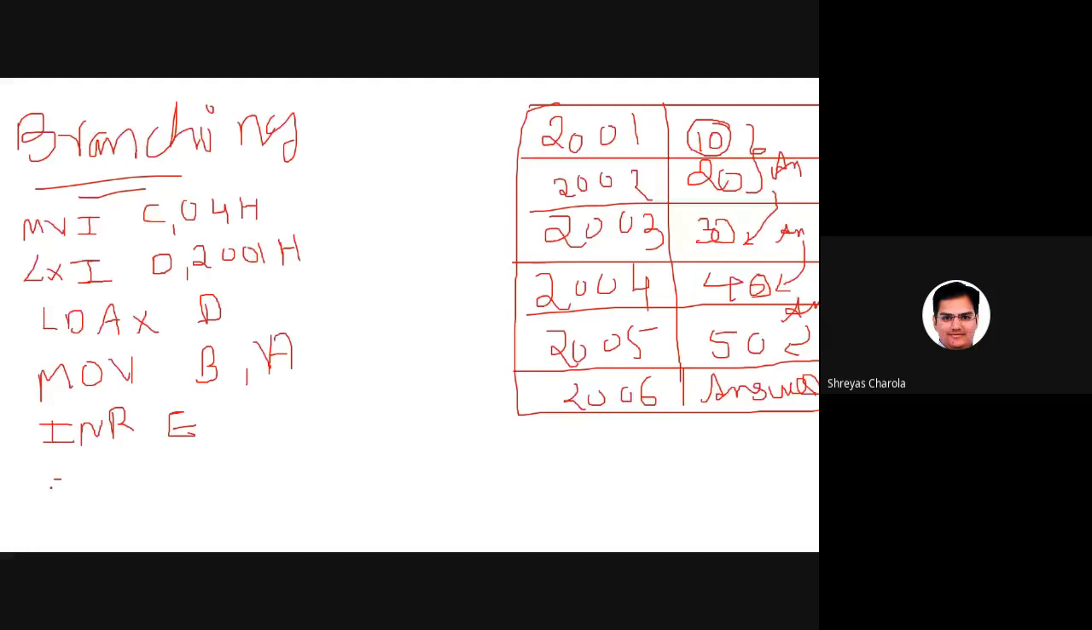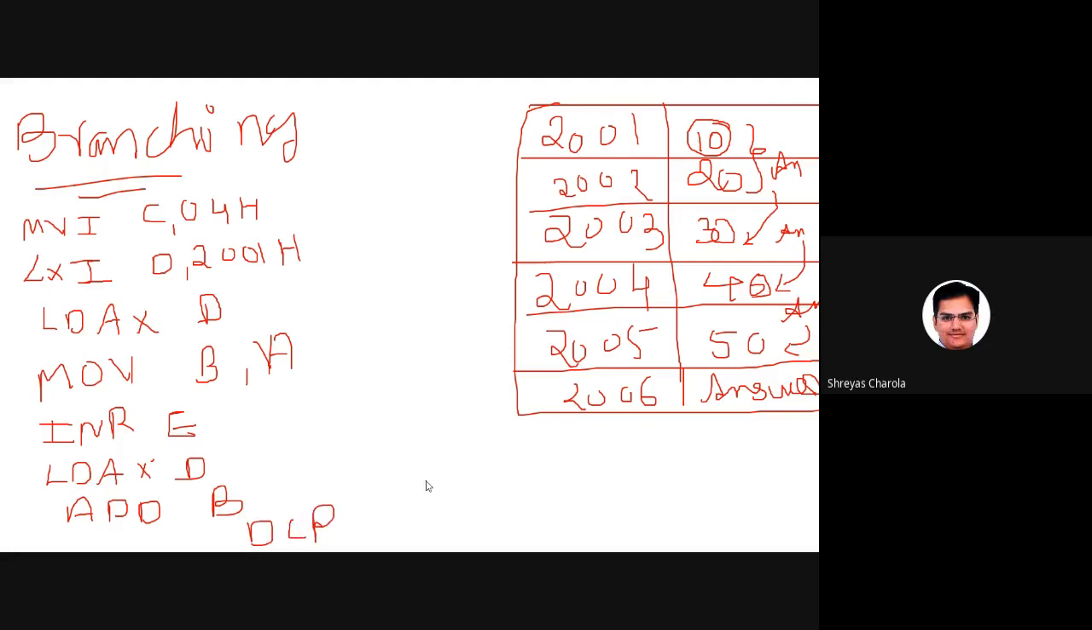LDAX, the first data to the accumulator, then to the B, increment, and then again I need to take the data. Again I need to take the first data into the accumulator. Okay, so what I'll do, I'll take again LDAX D, and then I'll write ADD B. Now it will do the addition of the first two data, and here I'll write DCR.